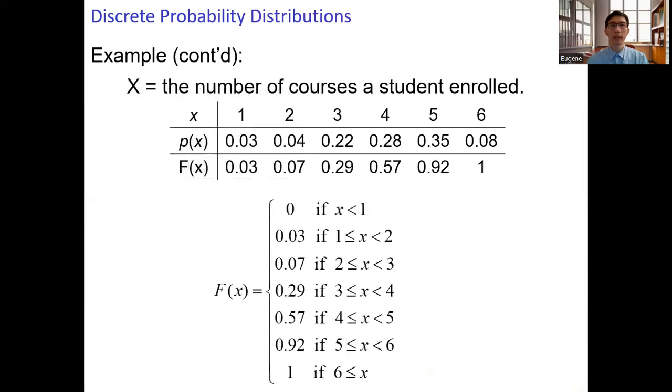Here we have the full CDF. When X is less than 1, the CDF is 0. When X is greater than or equal to 1 but less than 2, the CDF is 0.03. The value of the CDF is 0.07 when X is greater than or equal to 2 but less than 3. And similarly, when X is greater than or equal to 3 but less than 4, we get a CDF equal to 0.29, and so on until the end. When X is greater than or equal to 6, the CDF value is 1.